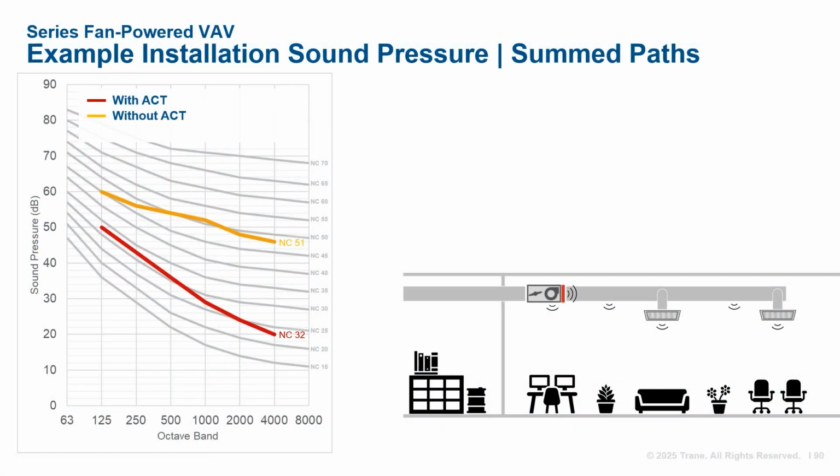But remember, we don't hear sound paths separately, but rather the sum of the paths. So here's the sum of the individual paths. The system without acoustical ceiling tiles in orange is louder, and much of that is driven by the radiated component. Again, this represents NC51, which is likely too loud for many space types. So the question is, what can we do? There are several options that are available to us with the open ceiling system.